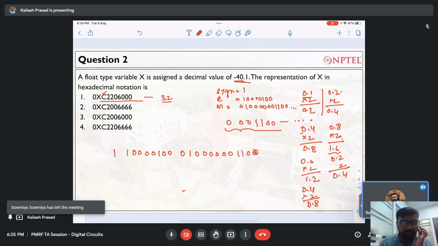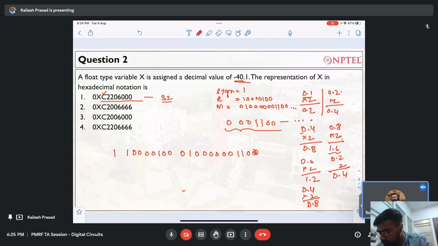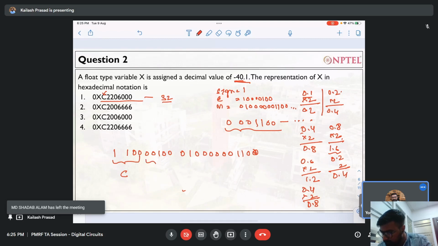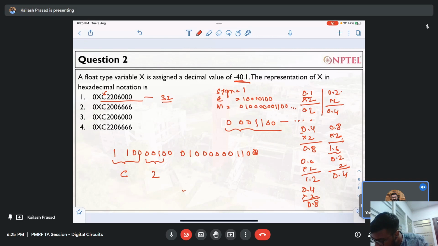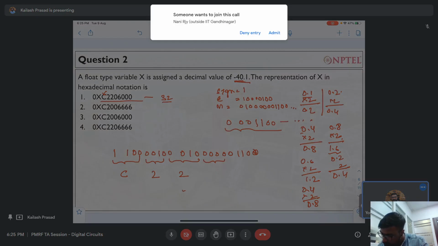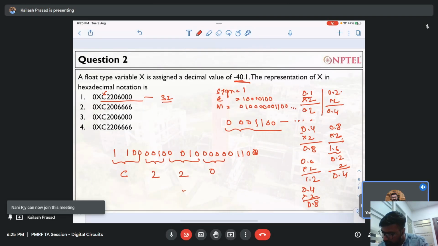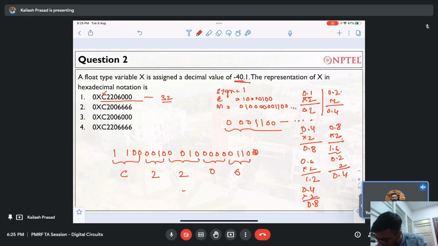Let's see if I have not made any mistake; we will get the correct answer. So we have to convert this into hexadecimal. So this is my C. Then this is my 2, so all the options are correct there. Then again this is my 2. So we are left with the first option and the last option. Then we have 0, and then you have 6.